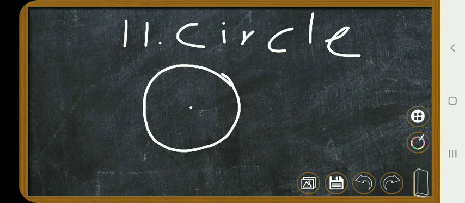I'm just drawing a rough figure here, but you have to use a compass to draw the circle. This is called the center of the circle. It is always denoted by O. Now we'll see some of the important things about the circle in the example.